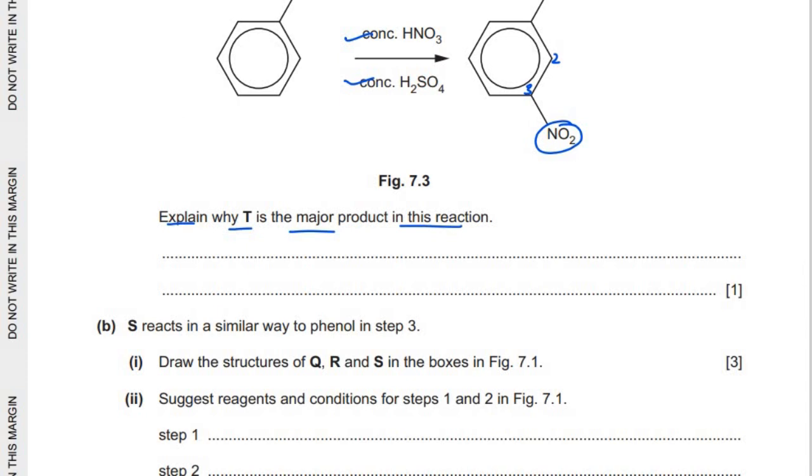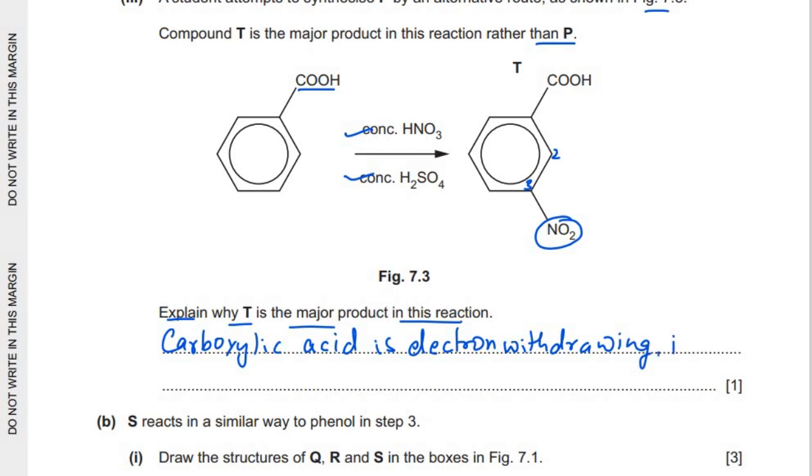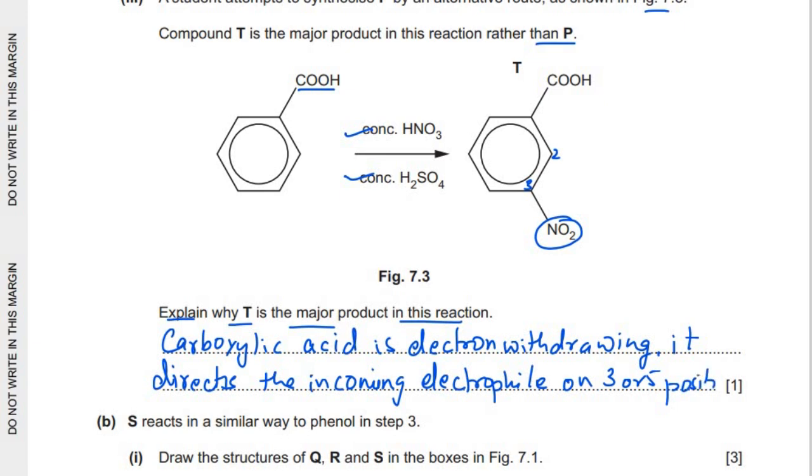Now we need to understand that the group which is already present on benzene is carboxylic acid. Now we know that the carboxylic acid, or even you can write the COOH group, is electron withdrawing group. What is that? It is an electron withdrawing group. And when an electron withdrawing group is present on benzene, it directs the incoming electrophile. What is the electrophile here? That's the nitro group here. So incoming electrophile is directed on third or fifth position. That is how the reaction will happen.